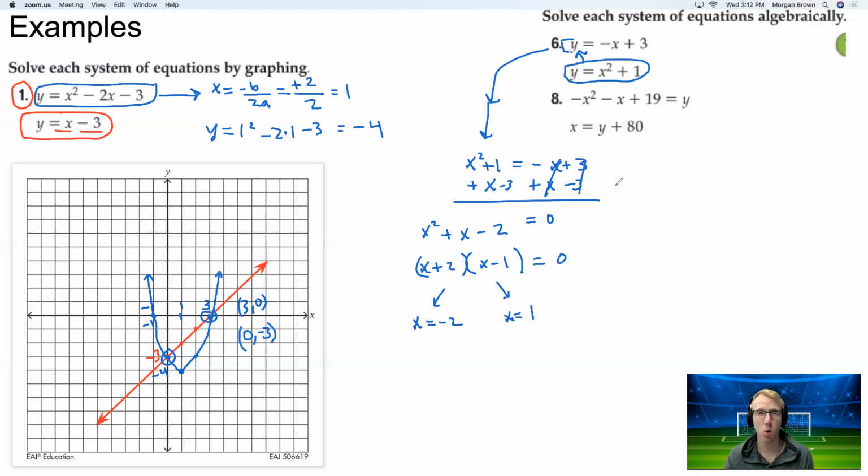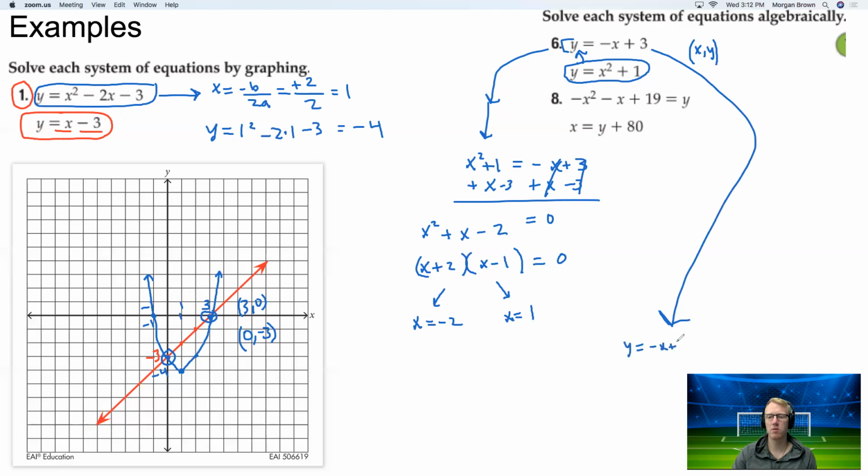Now remember, we're trying to find the coordinate point where these cross, or the full solution to the problem. So we're going to have to get a coordinate point (x, y). I need to take these two x values and plug them back in here to get the y coordinate. Remember, y equals negative x plus 3. So to get the y coordinate, I plug in negative 2 and get y equals negative of negative 2, plus 3. That's going to be overall y equals 5. So the coordinate point is (-2, 5). If I were to graph these, they would cross at (-2, 5).